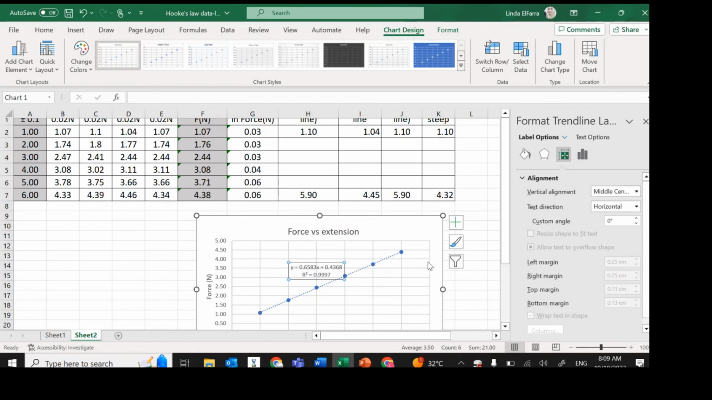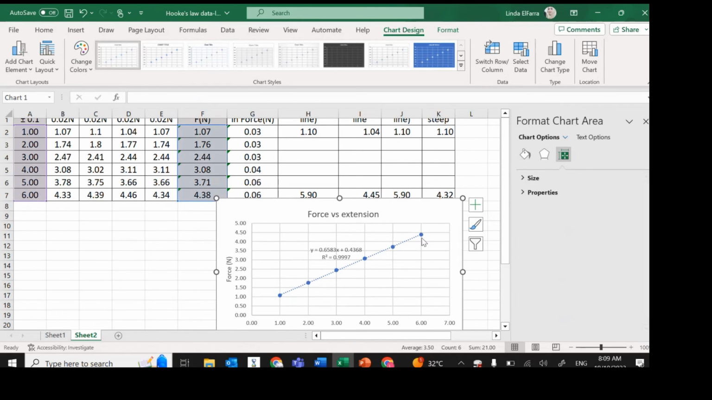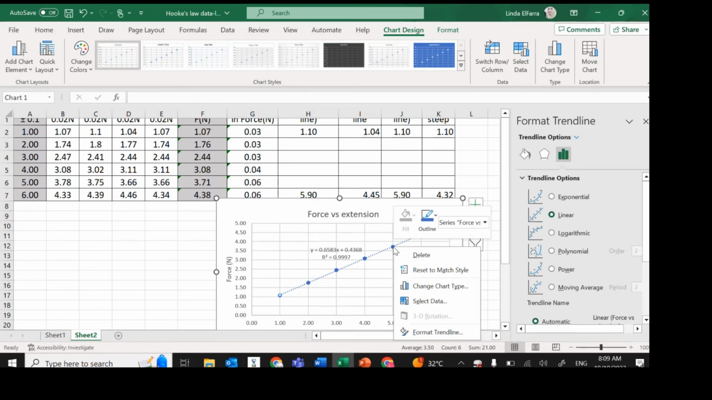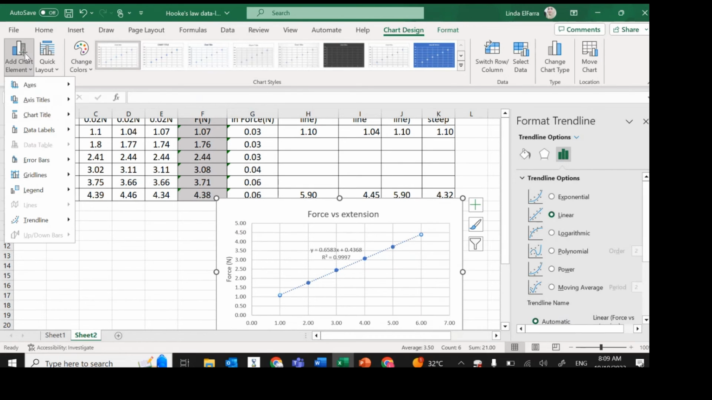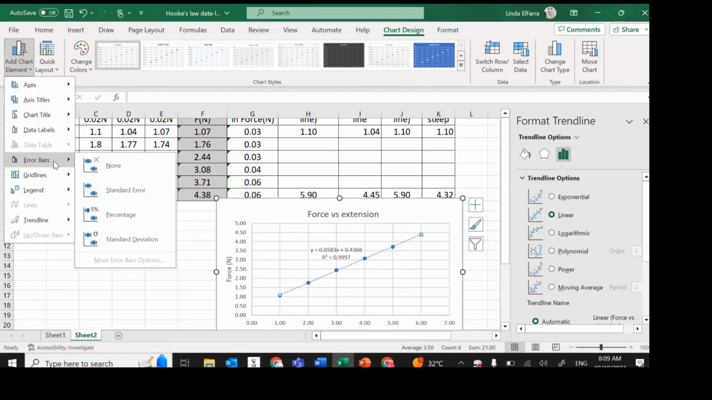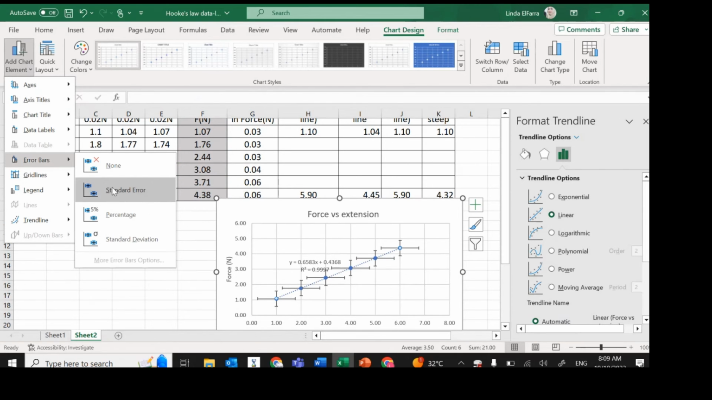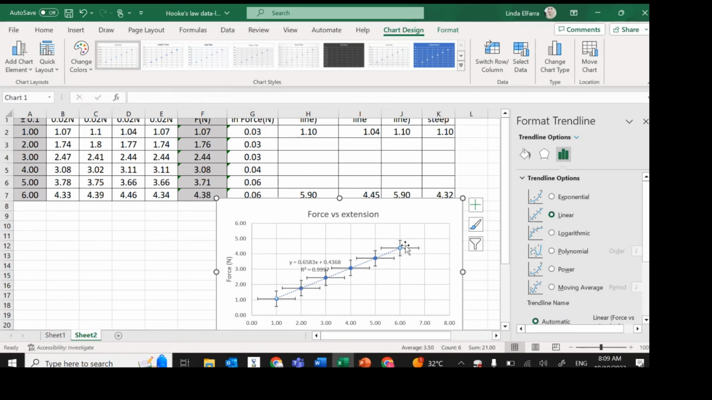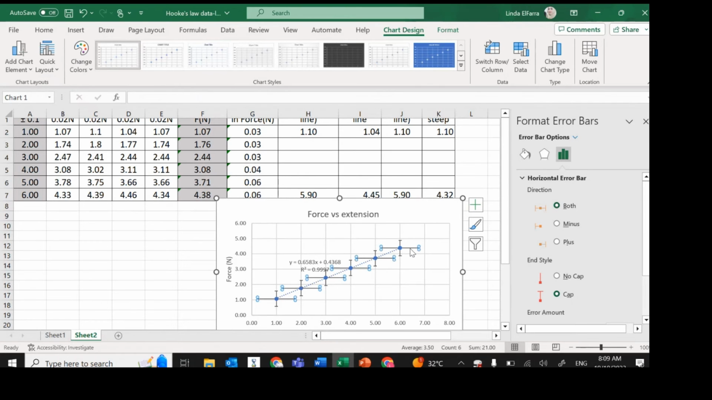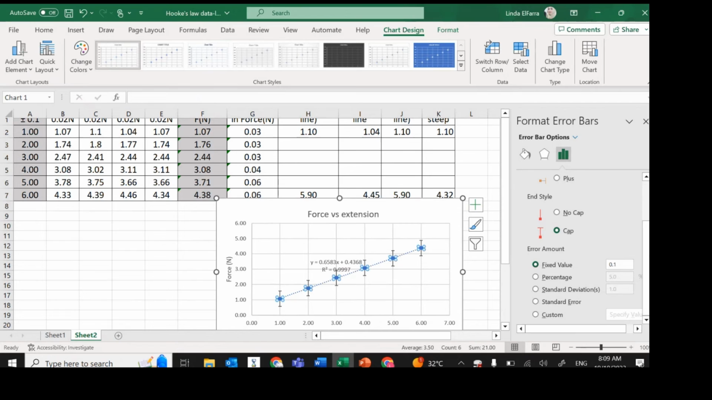Now still I need to add error bars. So I will right click here again and go to add chart element. You will have here error bars, standard error bar selected. Now go to the horizontal error bar selected, and we set the horizontal is extension and the extension is fixed. So I'm gonna click on fixed value, and this value is 0.1. So I'll keep it 0.1.